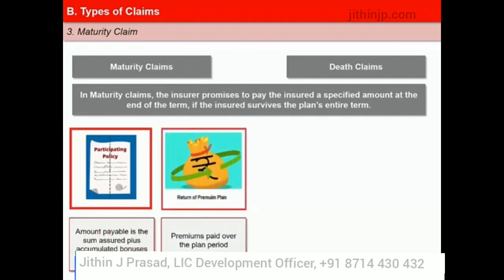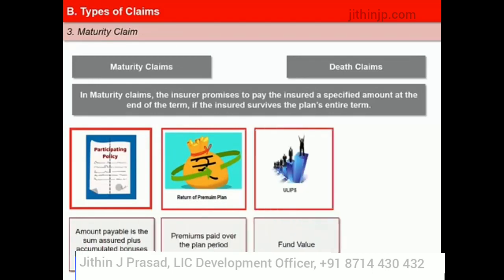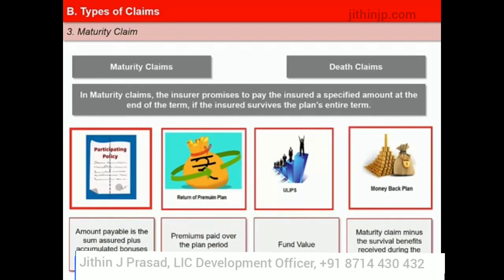Return of premium plan. In some cases, premiums paid over the term period are returned when the policy matures. Unit-linked insurance plan, ULIP. The insurer pays the fund value as the maturity claim. Money back plan. The insurer pays the maturity claim minus the survival benefits received during the term of the policy. The insurance contract terminates after the claim is paid.